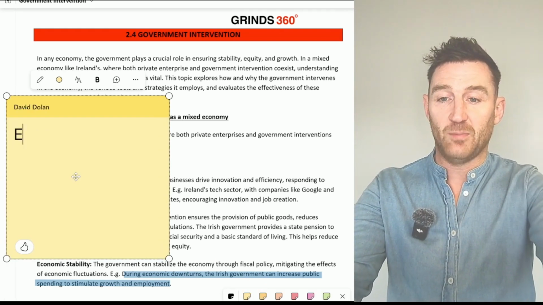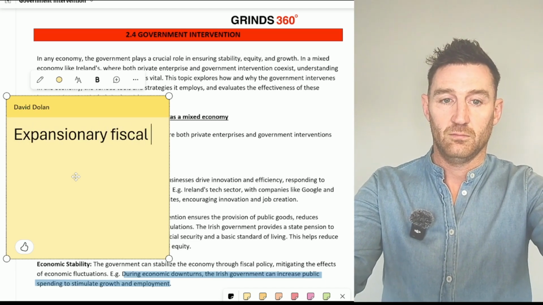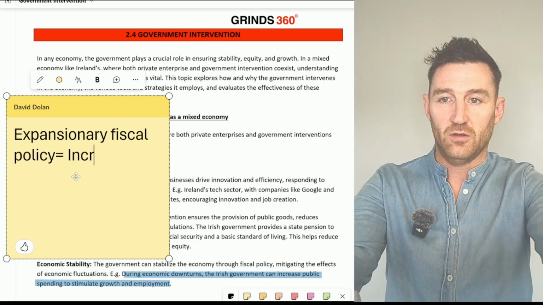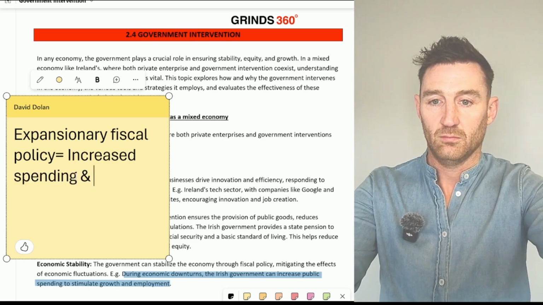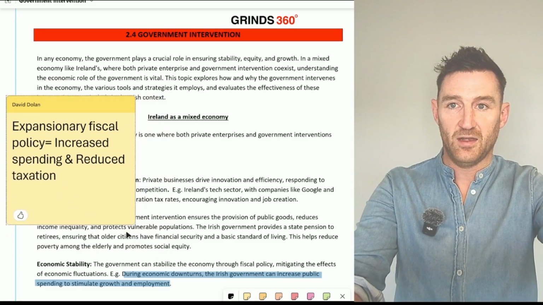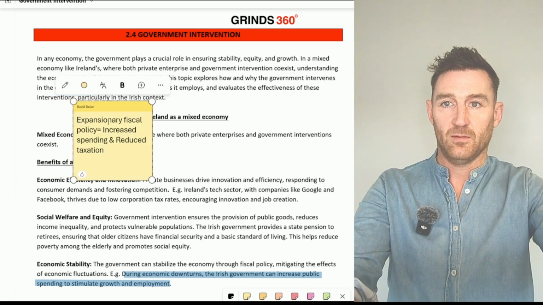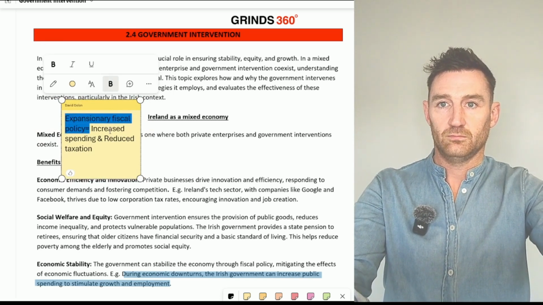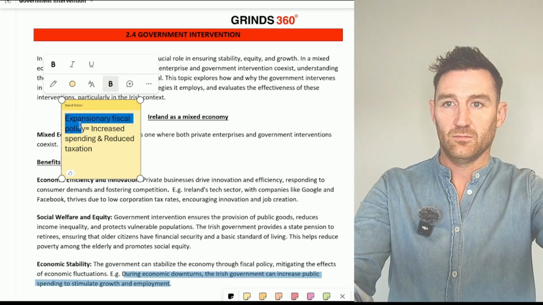So if you want to just scribble in there, an expansionary fiscal policy is the government controlling the economy by increasing spending. It's all about trying to control the economy through those two things, spending and taxation. So if the government are running an expansionary fiscal policy, they are increasing their spending and they're reducing taxation.